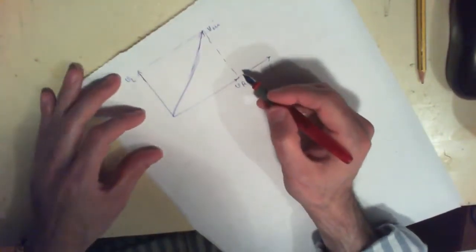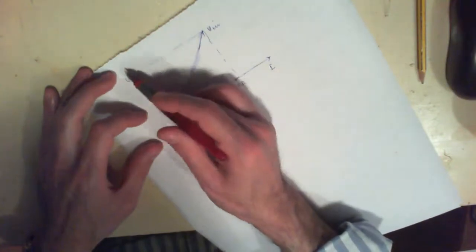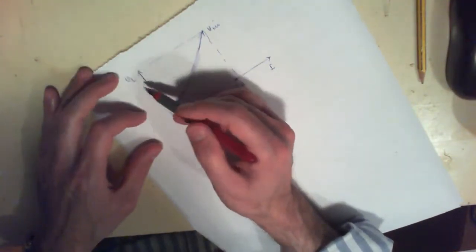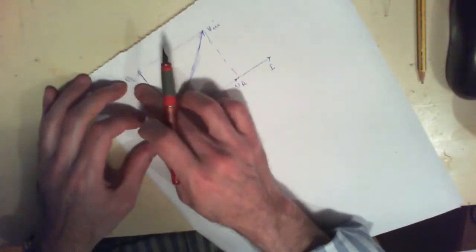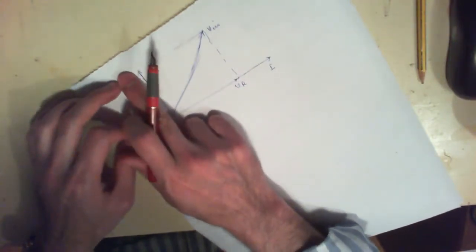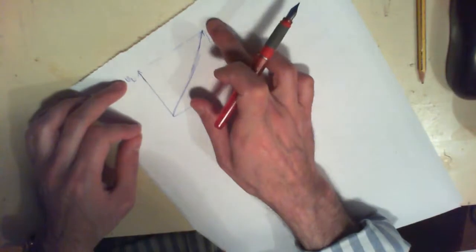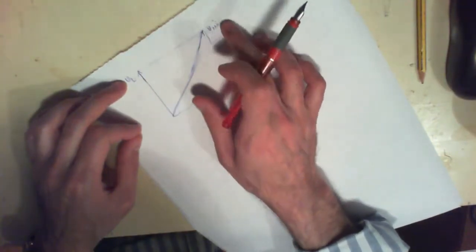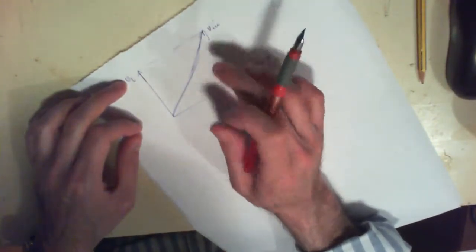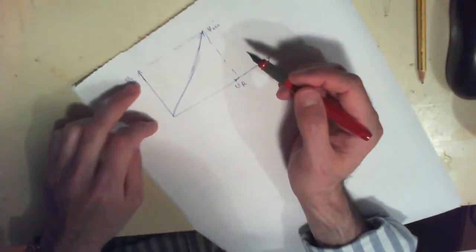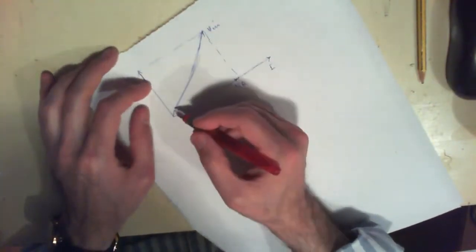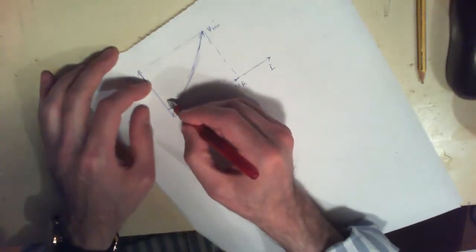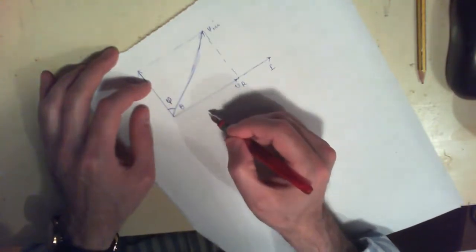That means that if you are watching the voltage across the inductor with respect to the input voltage, your inductor voltage is going to lead by this angle over here. Let's call this phi, for example, and let's call this angle theta.